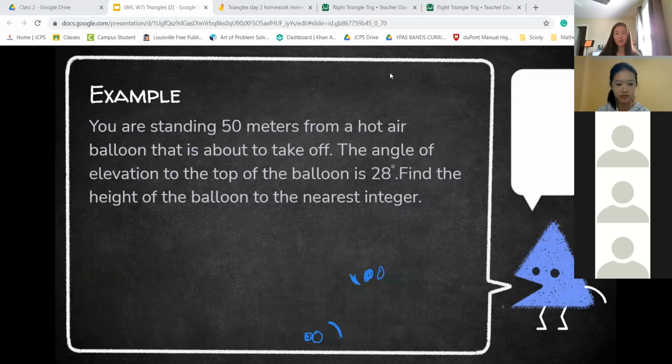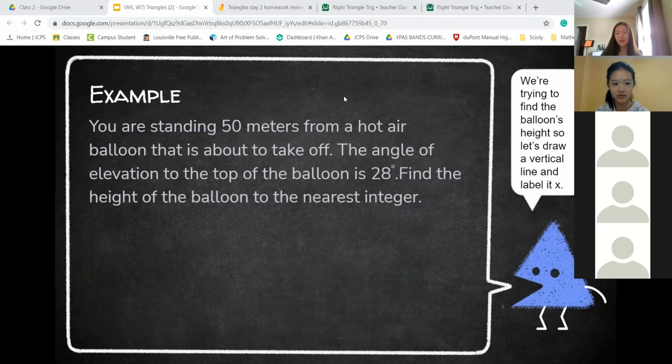Okay, so for this example, we're just going to go through it. You're standing 50 meters from a hot air balloon that is about to take off, and the angle of elevation to the top of the balloon is 28 degrees. Find the height of the balloon to the nearest integer.